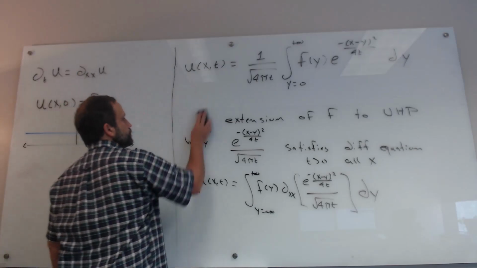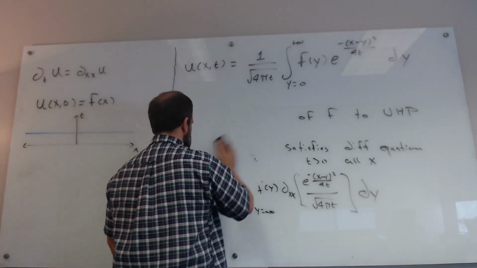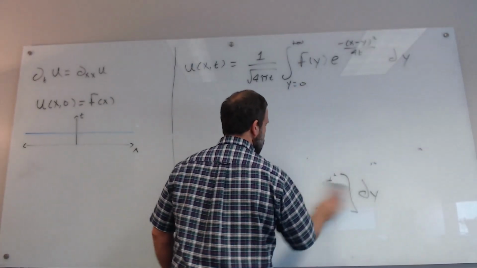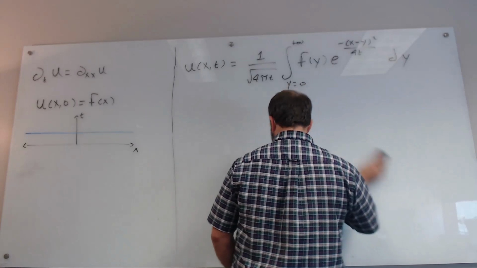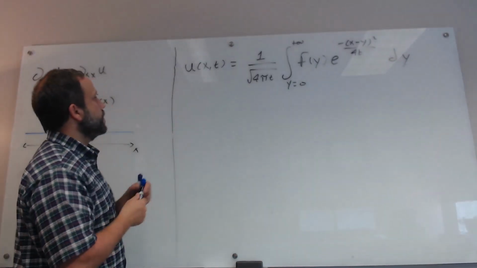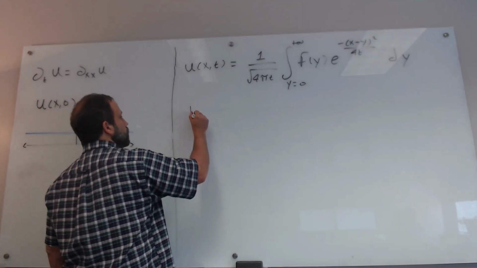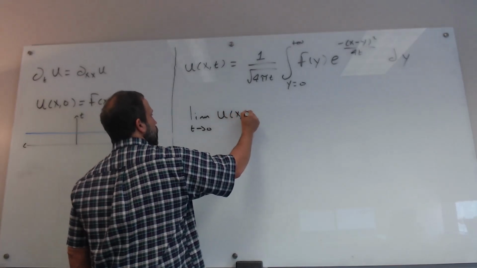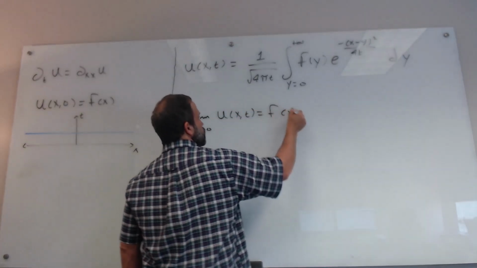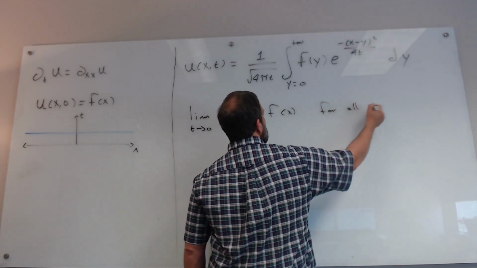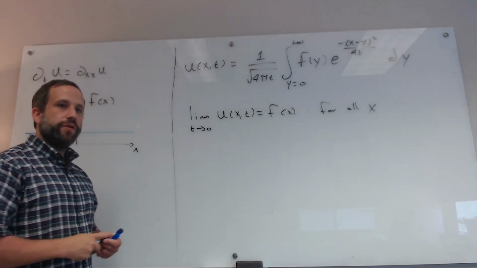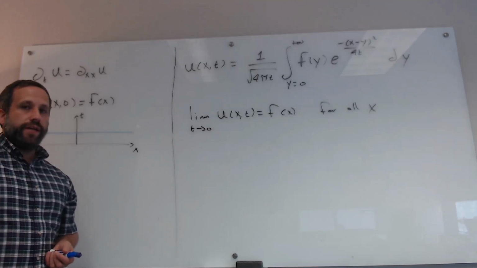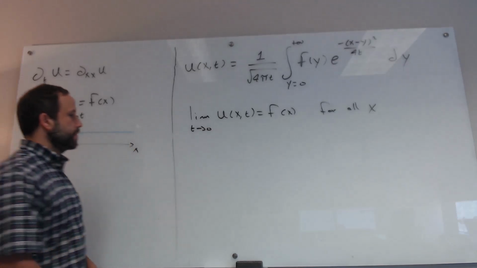Okay. The next thing that I want to mention, and again, this is another thing that I did not prove in the notes, is that I want you to also show that the limit as t goes to 0 of u of x,t is equal to f of x for all x. Now, I didn't prove this, but you can probably mimic the proof that I have for a similar statement in the Laplace equation section to prove this.